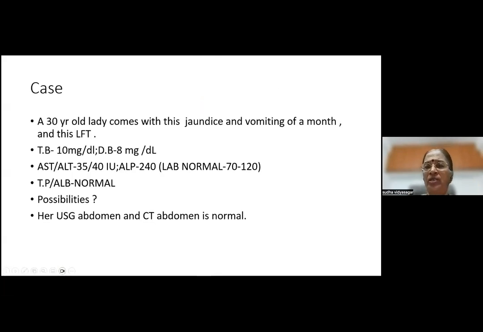A 30-year-old lady comes with jaundice and vomiting of a month, and this is her LFT. So again, you have a direct hyperbilirubinemia. You have all these things. And her ultrasound abdomen and CT abdomen is normal. What are your possibilities? Ultrasound and CT are normal. This is a lady, 30 years old, jaundice and vomiting of a month. That's her LFT. Somebody is saying, is it an OC pill use? Possible.